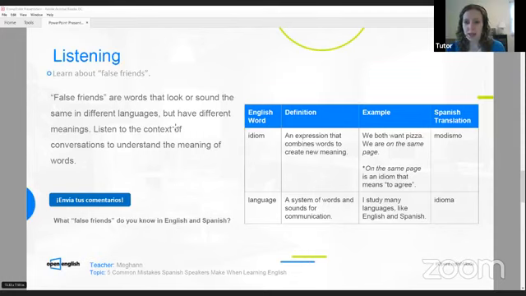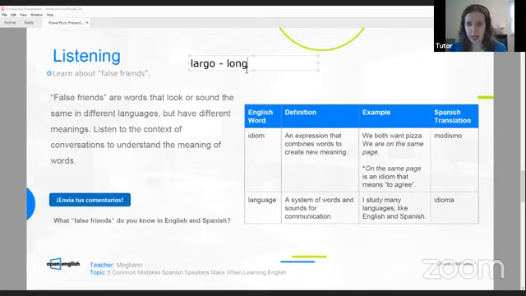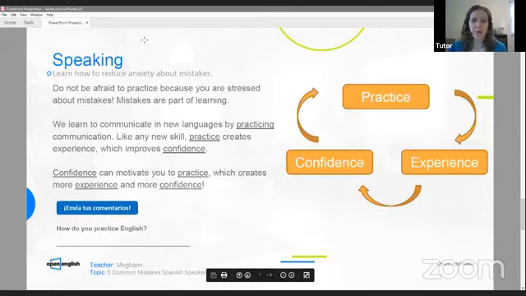Let me add one example. An example here in Spanish, largo means long in English. In English, large is grande in Spanish. So these are examples of words that look similar, largo y large, pero son diferentes. Largo significa long, large significa grande. Okay, let's continue. Vamos a continuar.